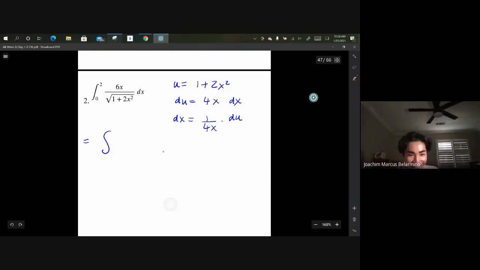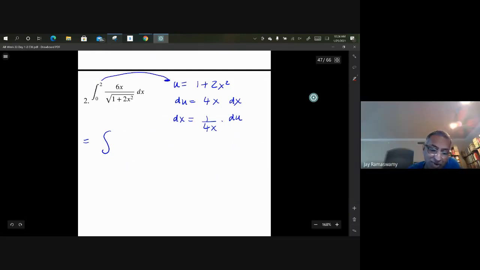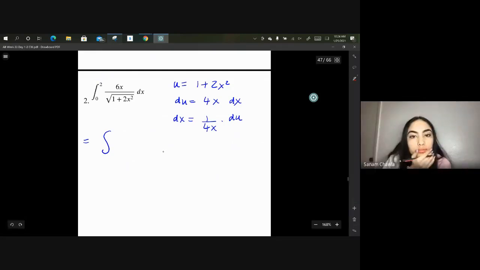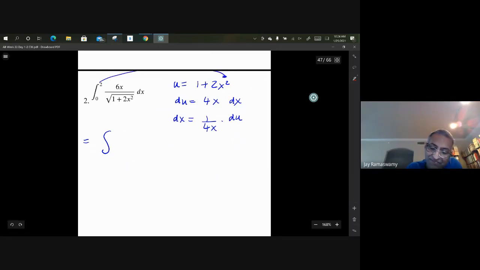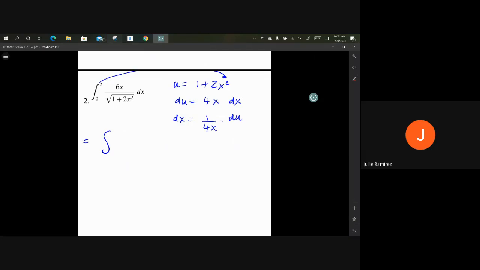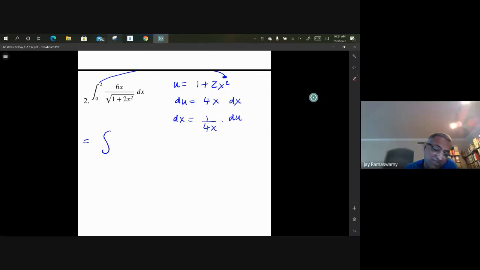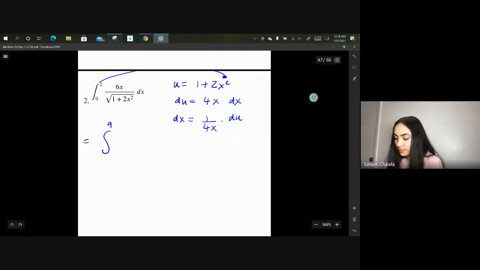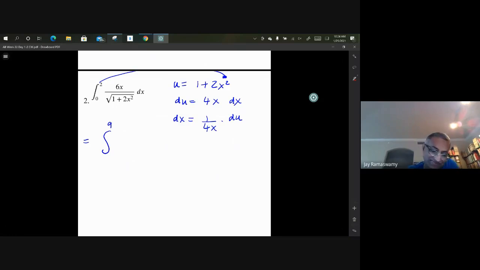What is your new upper limit? Look at my arrow. What is your new upper limit going to be? 2 squared is 4, 4 times 2 is 8, 8 plus 1 is 9. What's your new lower limit? 1. Did you get the hang of this?